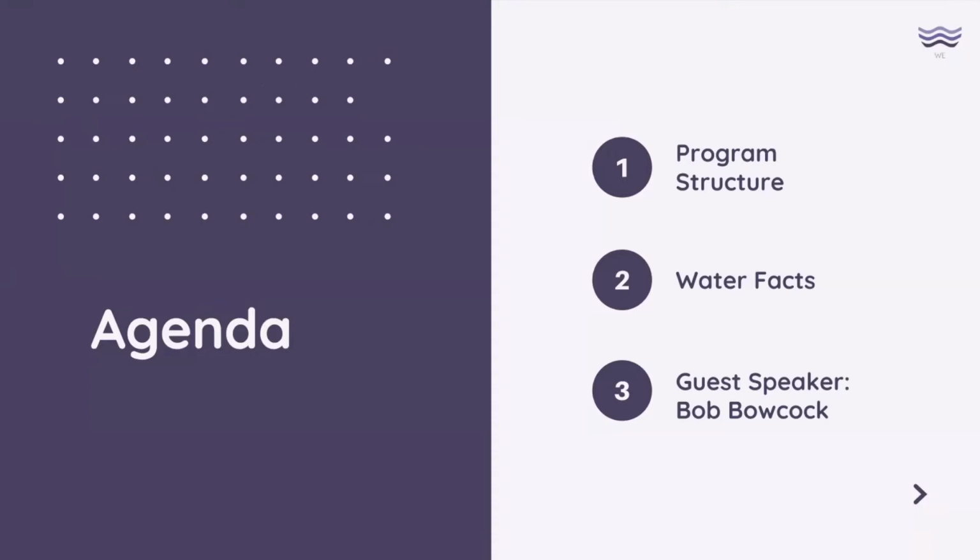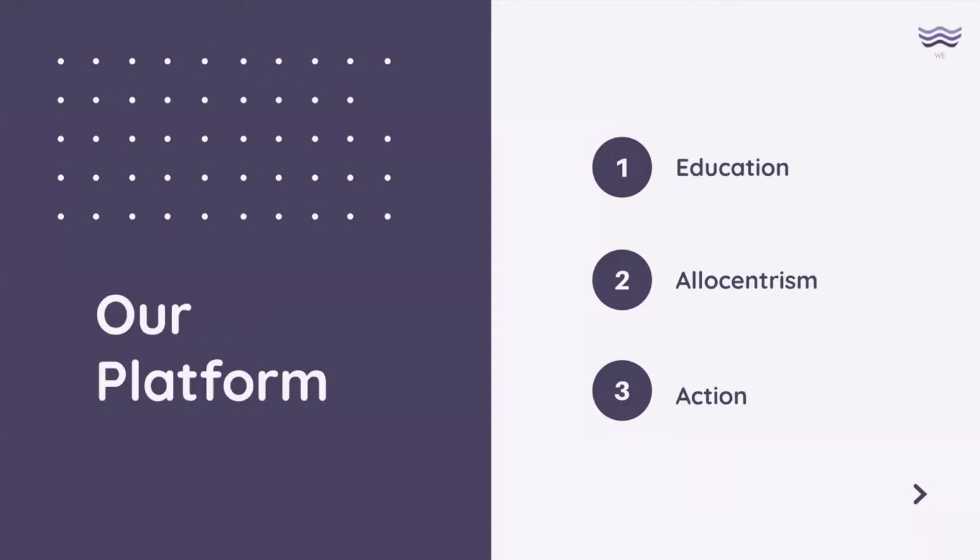So if you go to the next slide, our program has three modules: education, allocentrism, and action. In education, you'll learn about different elements of water. In allocentrism, you'll learn about skills such as design thinking. And in action, you'll be invited to a career fair and work on projects for World Water Day. Each module is about 2 weeks, and we did send out an email after our last session with the overall program outline. So if you want a more detailed view of what that looks like, you can definitely check that out.